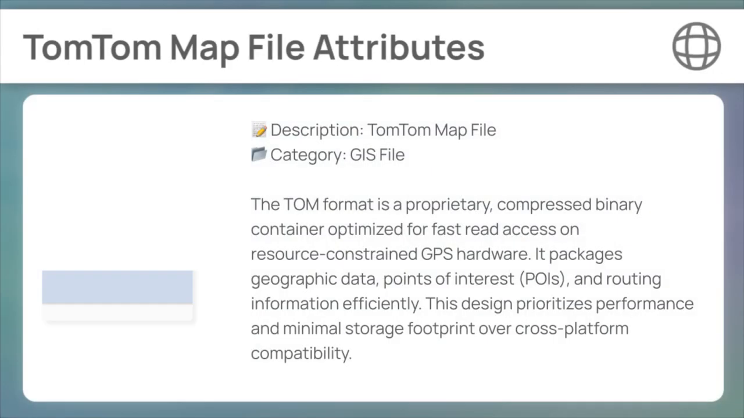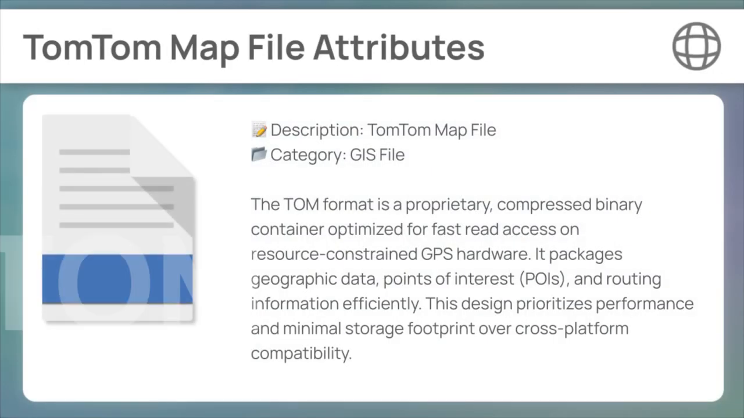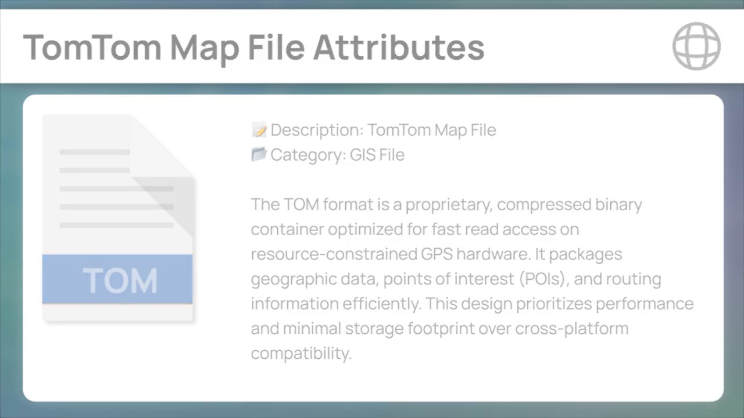The TOM format is a proprietary compressed binary container optimized for fast read access on resource-constrained GPS hardware. It packages geographic data, points of interest, POIs, and routing information efficiently. This design prioritizes performance and minimal storage footprint over cross-platform compatibility.